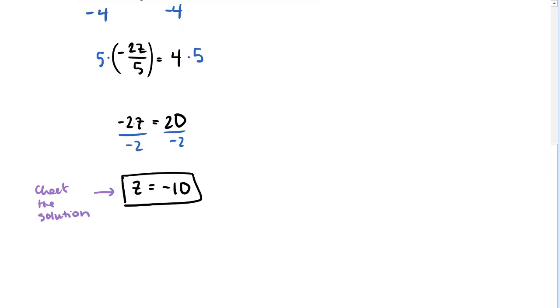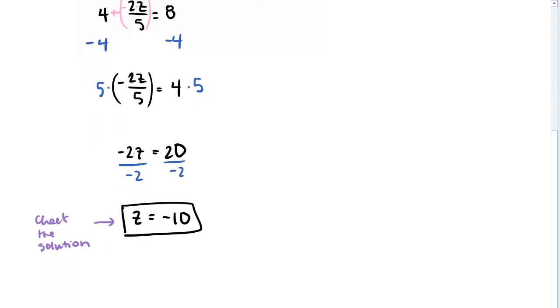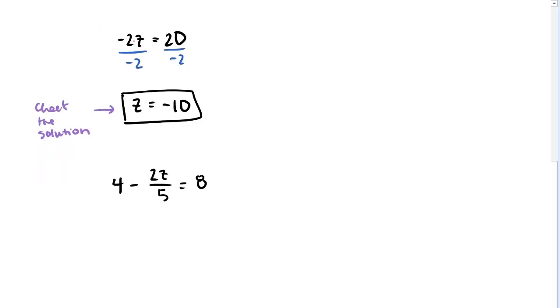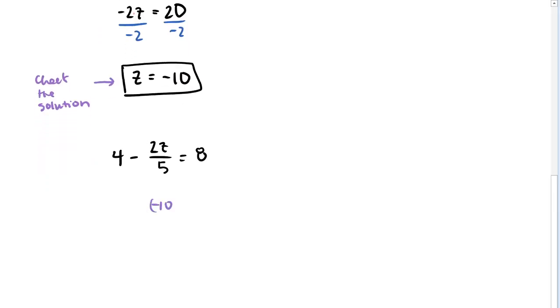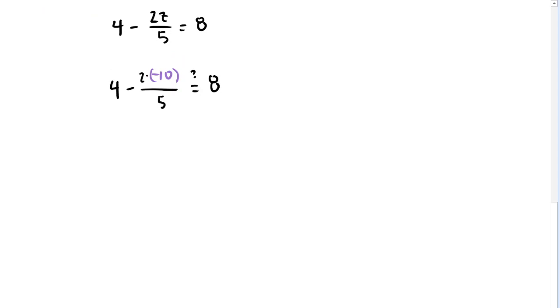And so what does that mean? I want to plug it back into my original equation just to verify that the left side comes out to the same value as the right. So it was 4 minus 2 times z over 5 is equal to 8, right? So we want to check this when z is negative 10. So we've got 4 minus 2 times negative 10 over 5. Does this equal 8, right? We don't know if this is really true. We're under the impression that it's true. And we've found enough reason to believe that it's true, but let's verify this.